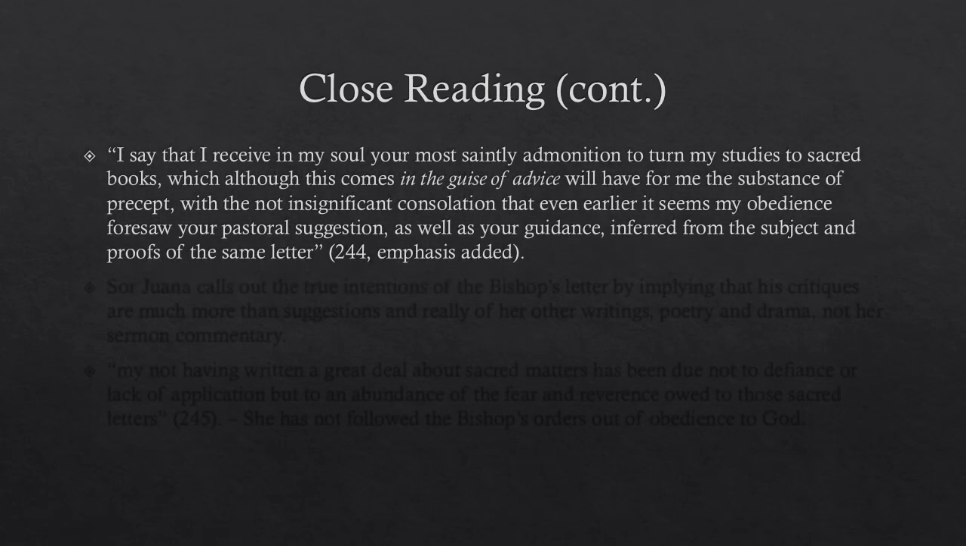Next, she says, "I say that I receive in my soul your most saintly admonition to turn my studies to sacred books, which, although this comes in the guise of advice, will have for me the substance of precept, with a not insignificant consolation, that even earlier it seems my obedience foresaw your pastoral suggestion, as well as your guidance, inferred from the subject and proofs of the same letter."